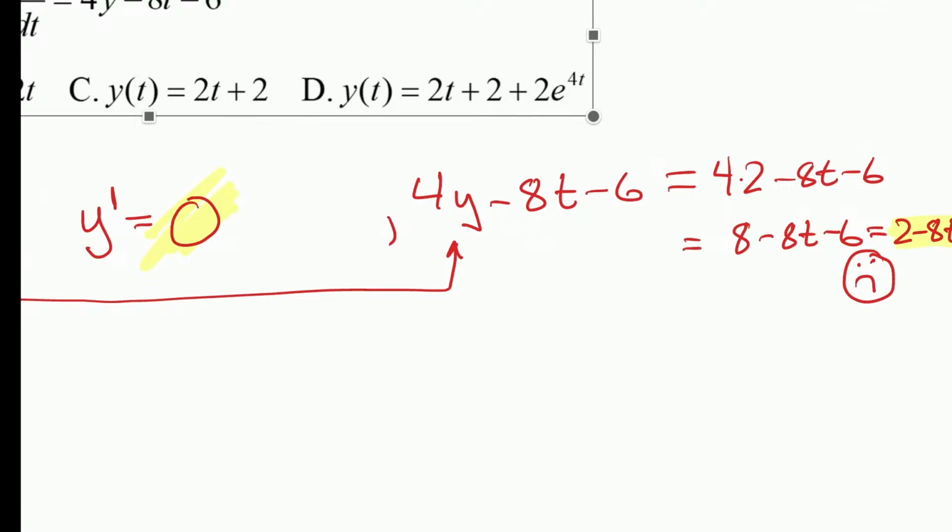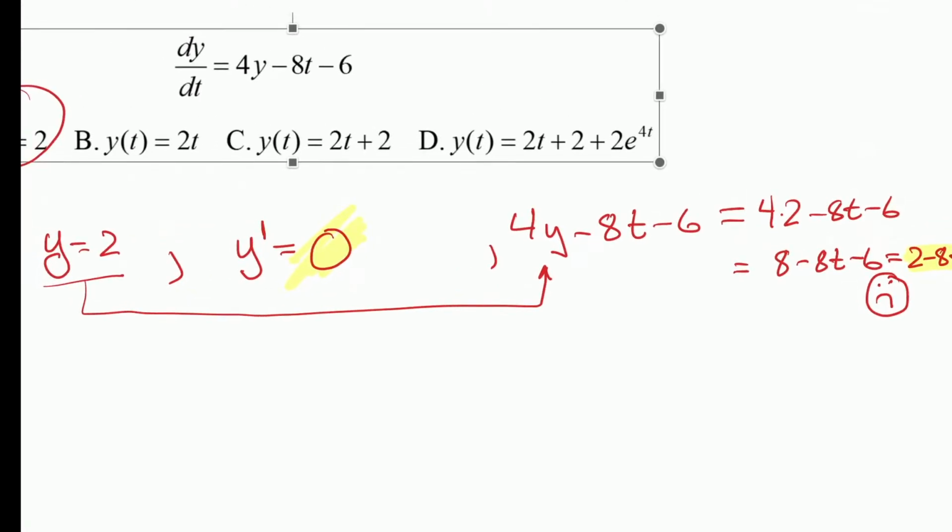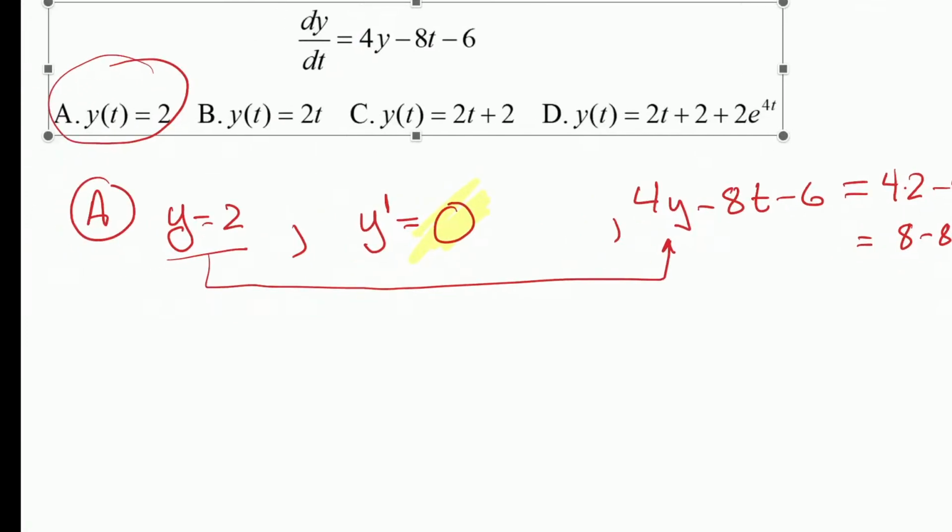So for our differential equation to be correct, for it to be a solution, the left-hand side derivative should equal the right-hand side, all of this stuff after you plug in the function and everything. Okay, let's do the same thing for the next one, letter B. y is equal to 2t, y prime, and then I'll do 4y minus 8t minus 6.